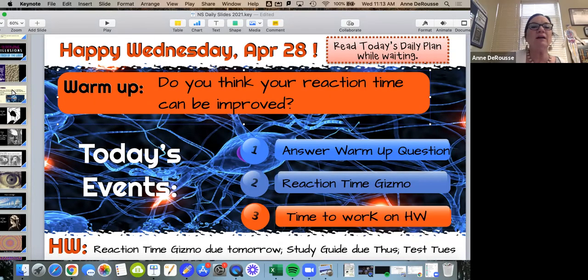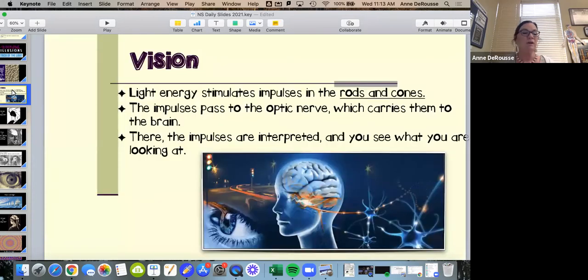I just wanted to remind you though, that when we're looking at these optical illusions, it's not really a mistake what we're seeing. It's the way that our brain is interpreting. So remember, light energy is what stimulates those rods and cones, which are the receptors. Then those impulses pass through nerves, specifically the optic nerve, and it goes to the brain. And there, your impulses are interpreted and you see what you're looking at.